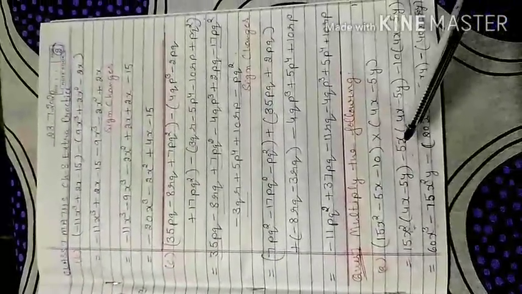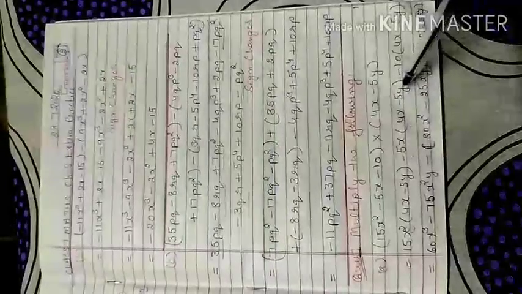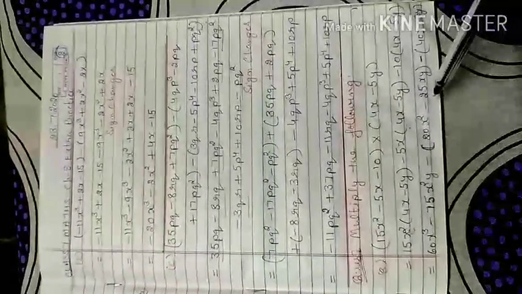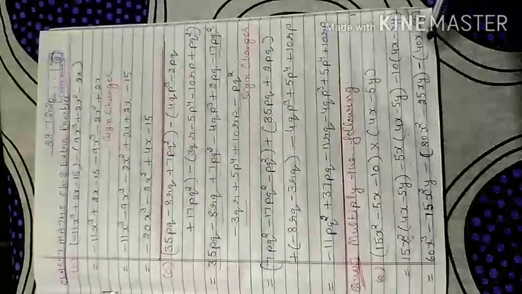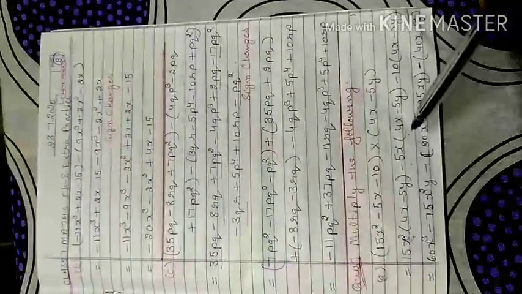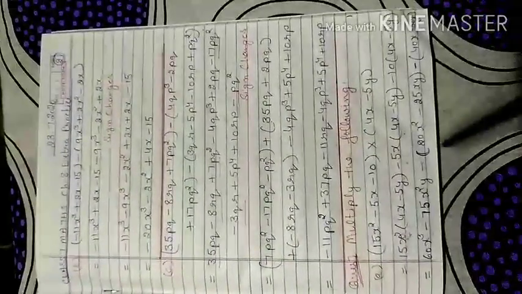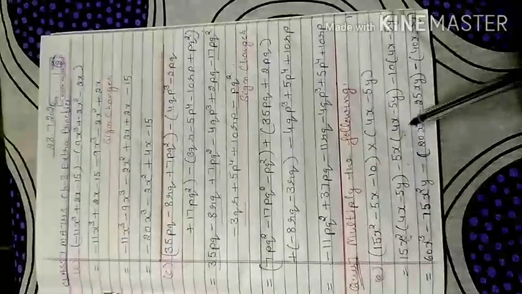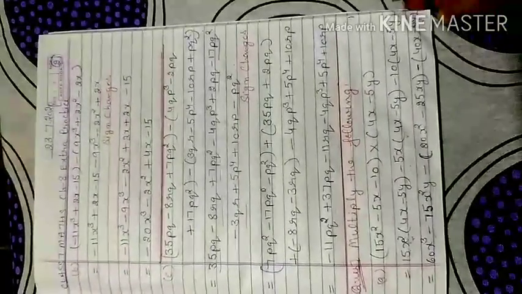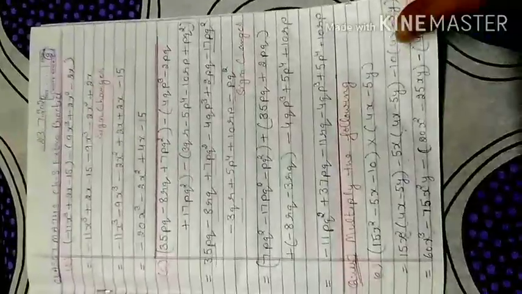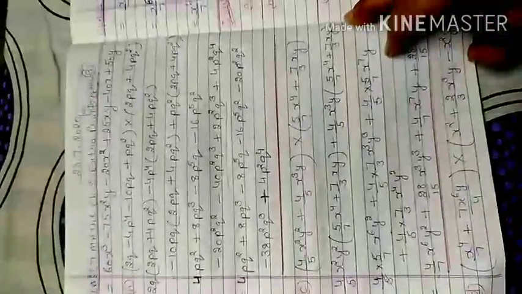Like first 5x goes inside to multiply all the terms, 20x square minus 25xy. Similarly 10 goes inside, 40x minus 50y. But when you open the bracket, this is minus 20x square plus 25xy minus 40x plus 50y. The sign will be changed and no like term is there, so that is your required answer. Same in case of B also.